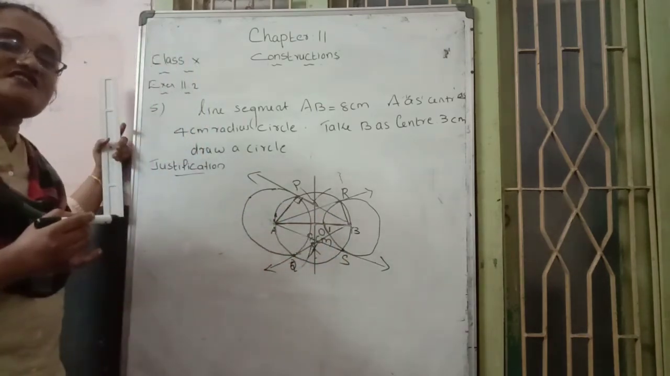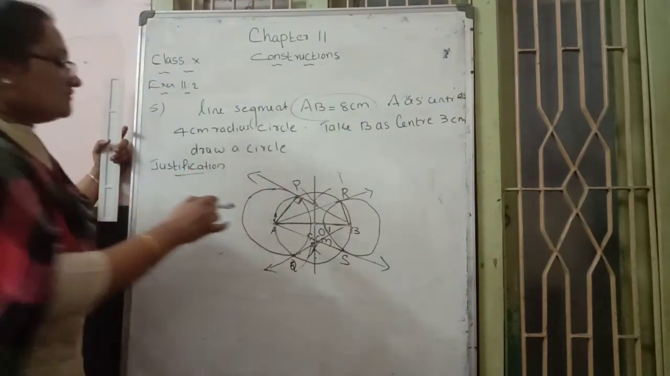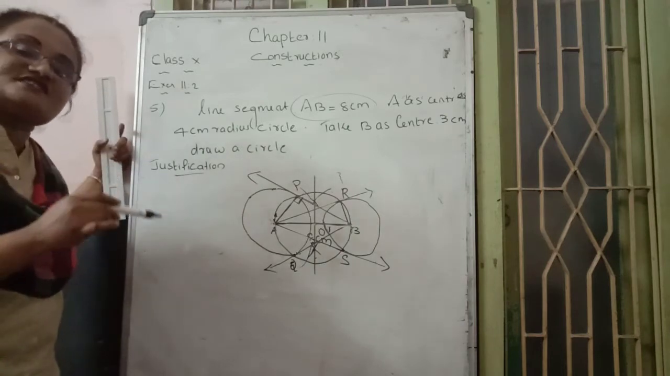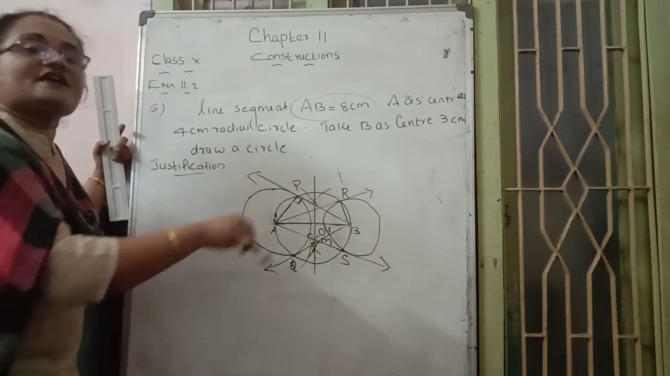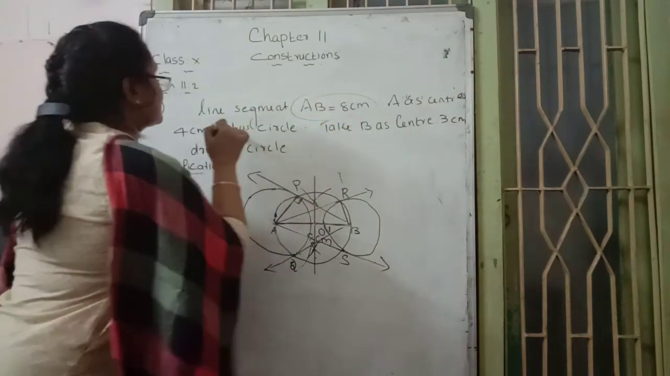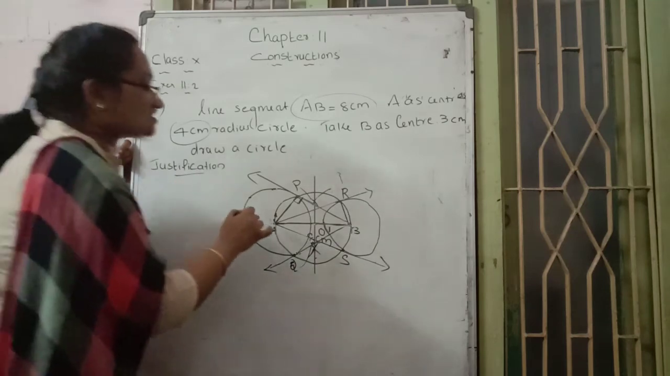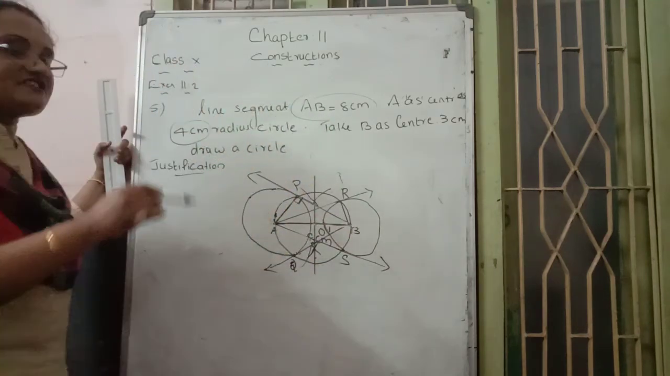AB value, how much? 8 cm. The distance from A to B is given as 8 cm. What about AP? AP is equal to the radius of our A circle. The A circle radius, how much can we take? 4 centimeter. That's why AP is represented as 4 centimeter, and AB as 8 centimeter.